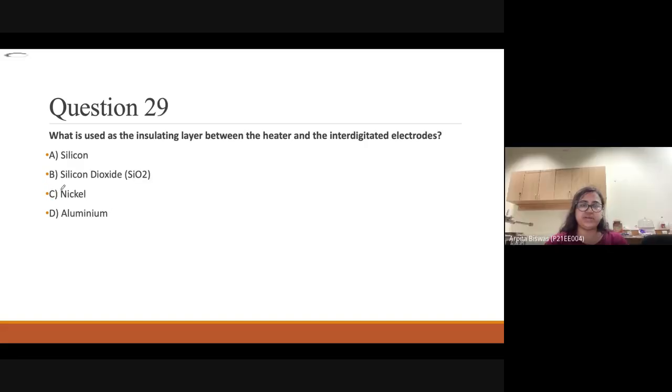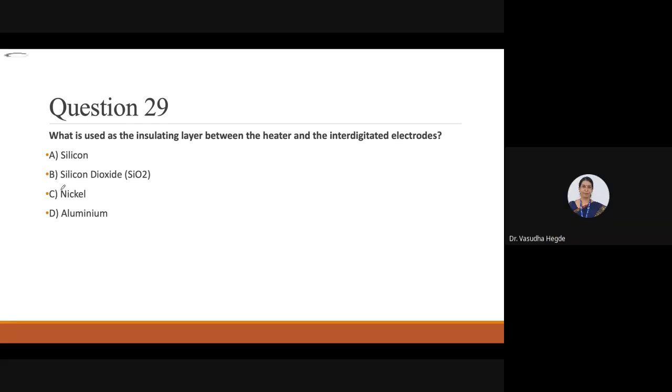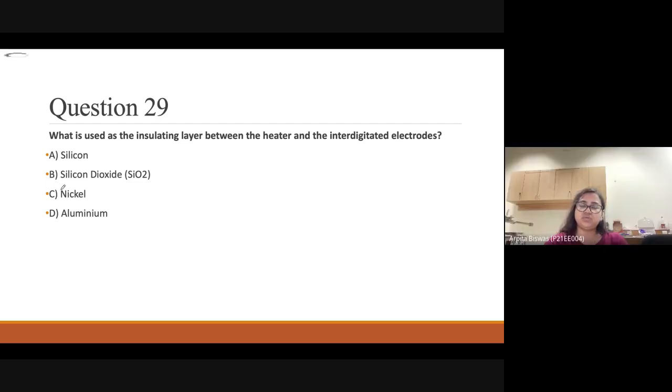Question number 29. What is used as the insulating layer between the heater and the interdigitated electrode? First is silicon, second is silicon dioxide, third nickel, and D is aluminum. Any day, the insulating layer has to be silicon dioxide. Can you explain a little bit about why we use silicon dioxide as the insulating layer between the heater and the interdigitated electrode? What is the need of this layer?